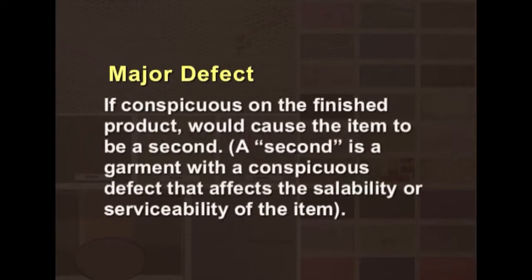And what is a major defect? Well, let us also define it. A defect that, if conspicuous on the finished product, would cause the item to be a second. So, a second is a garment with a conspicuous defect that affects the saleability or serviceability of the item.